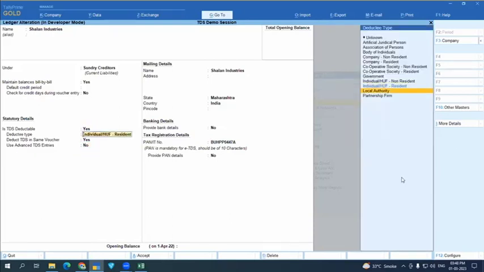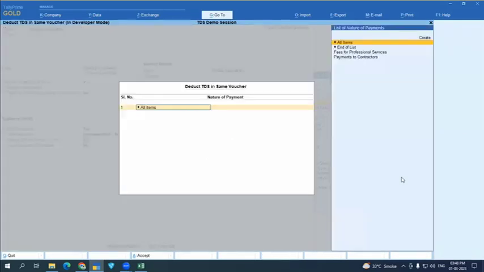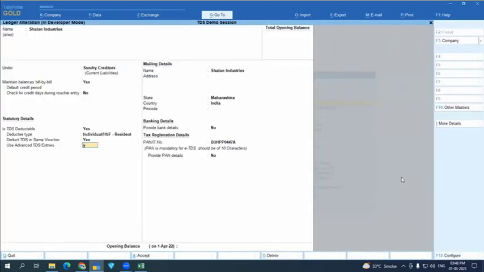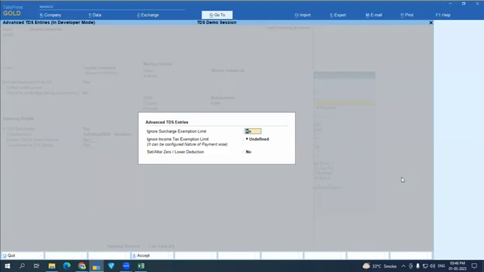See here. Yes. Now Tally is asking you for surcharge exemption. Okay. Then you can see here, ignore income tax exemption limit. So do I want to ignore the limit for this party? No. Okay. Then set zero / lower deduction. Yes.